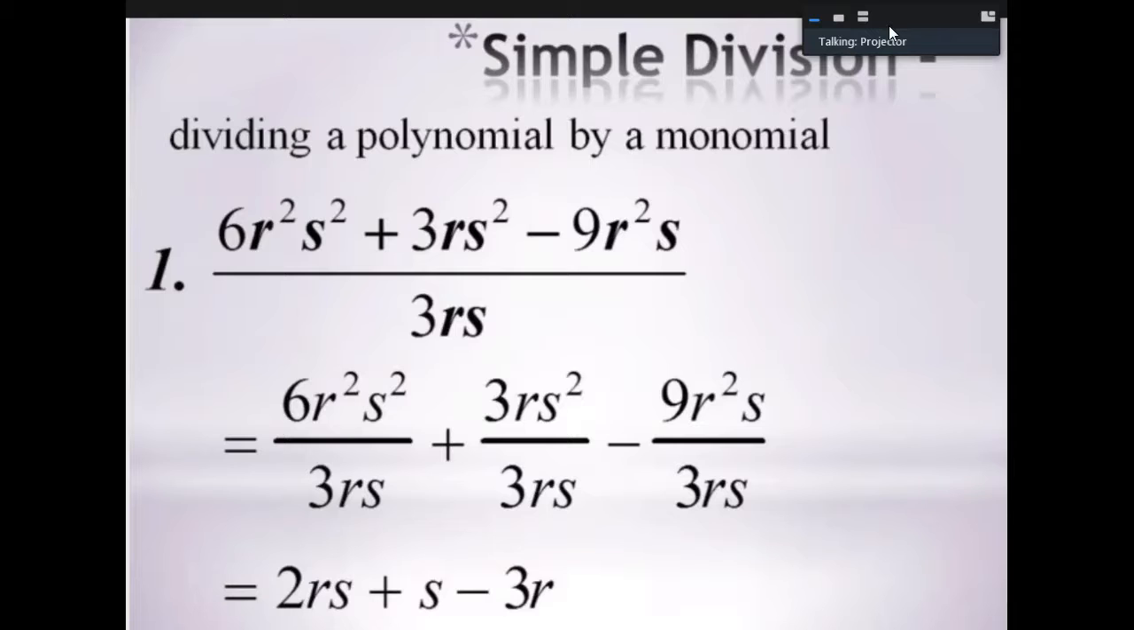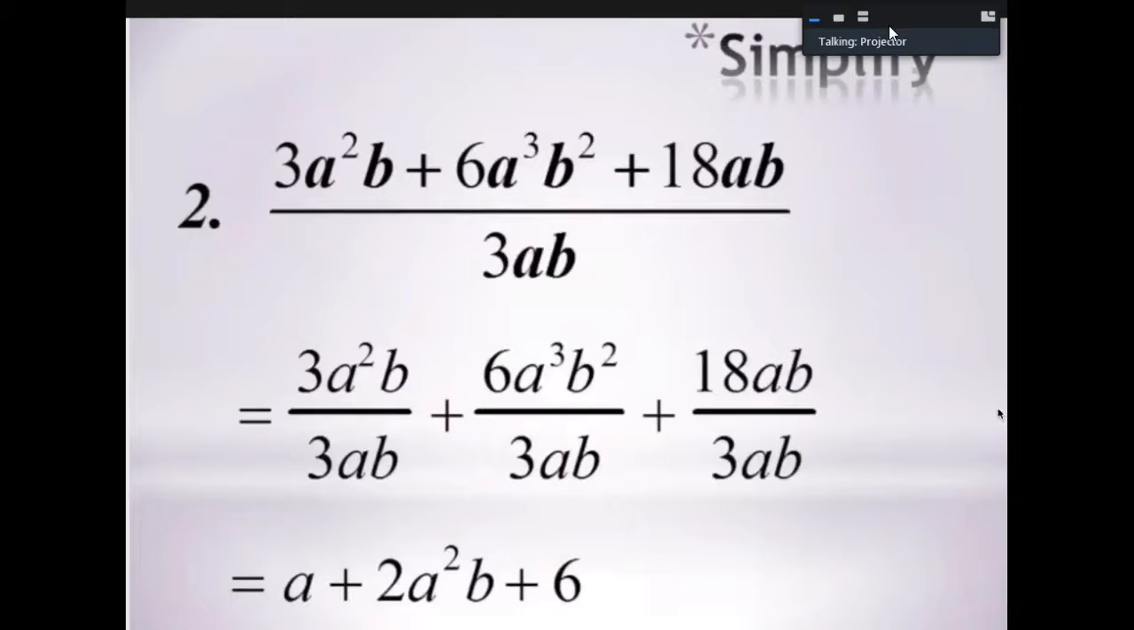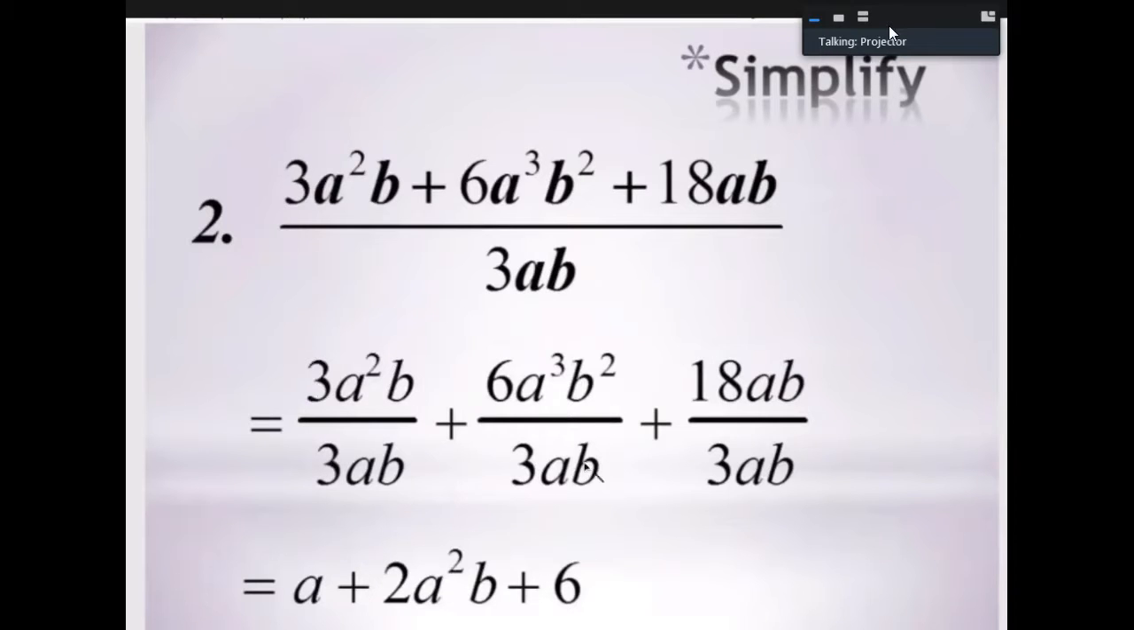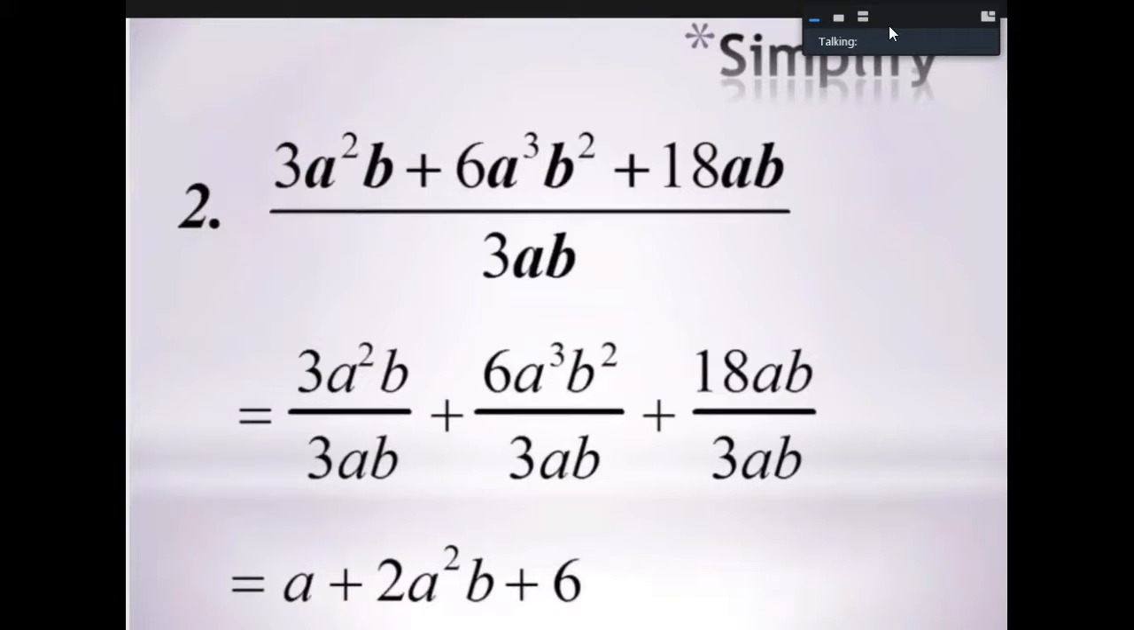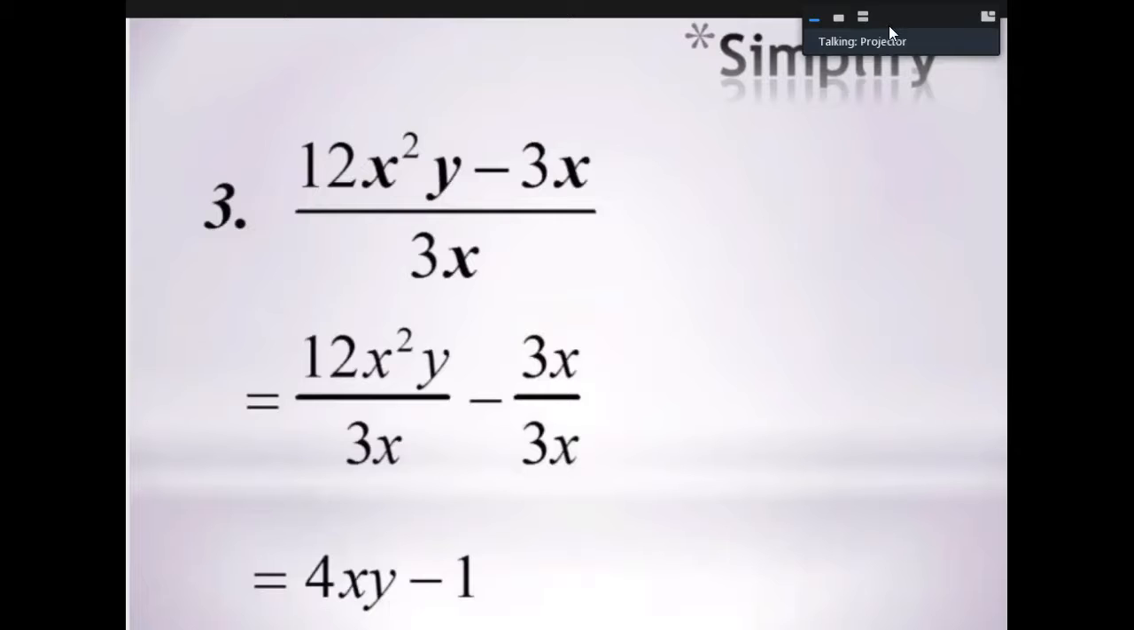Okay, and we're going to do the same thing in number 2. Now, if you can do these without rewriting them, but simply imagining that 3AB under each term, then you can simplify without showing me this step in the middle. So again, you guys are more advanced math students. If you don't need to write down this step, that is perfectly okay. Okay, and then lastly in number 3, you're going to take that 12x squared y minus 3x and also divide it by 3x, giving you 4xy minus 1.